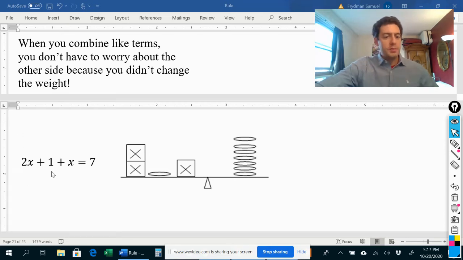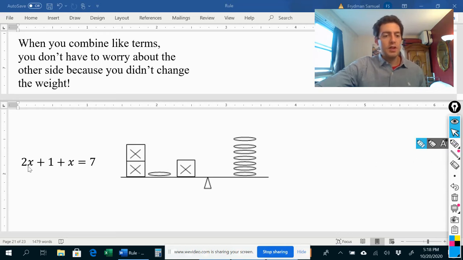We have 2x plus 1 plus x is equal to 7. So on the left side, I have 2 x boxes over here and 1 x box over here. I have 1 stone between them, and all of this is balancing out the weight of 7 stones on the other side. Now we could clean the left side up a little bit by combining like terms.